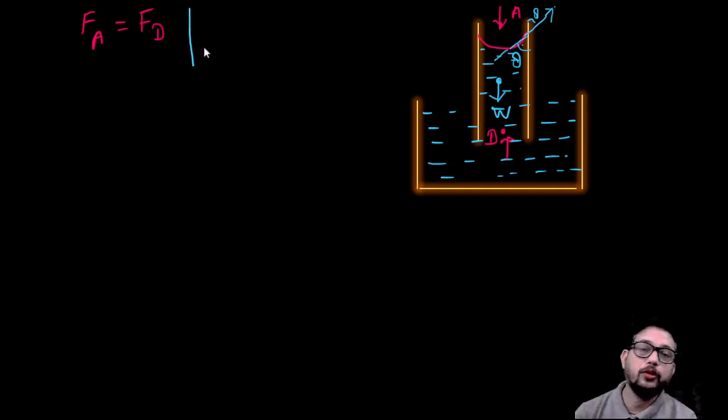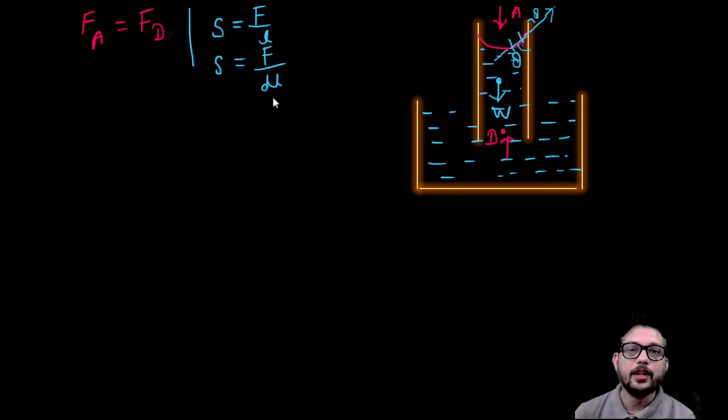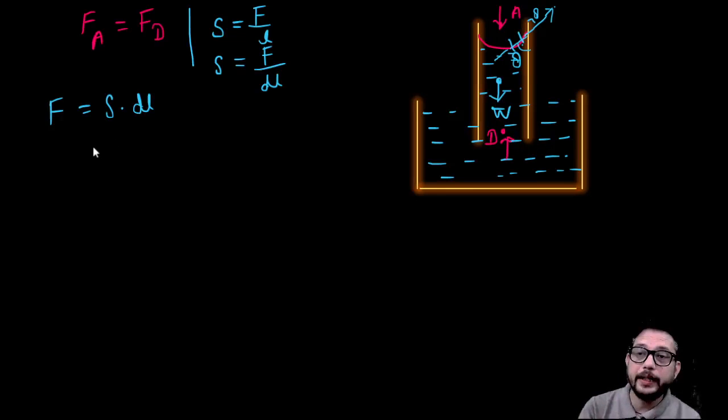We know the formula of surface tension in terms of force, that is force per unit length. If we take a small portion of this meniscus or layer, we can write S equal to F upon dl. So the force on the small element of the meniscus will be S into dl, and this is the small portion of the meniscus, dl.